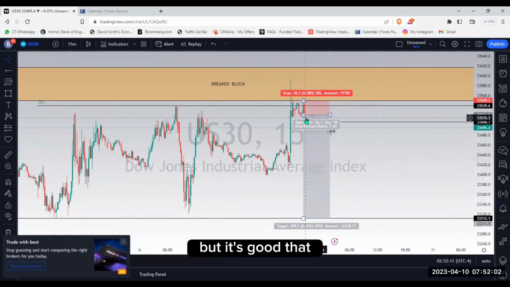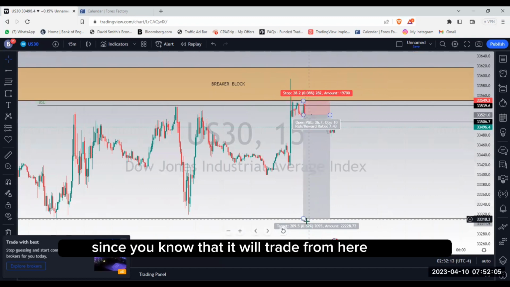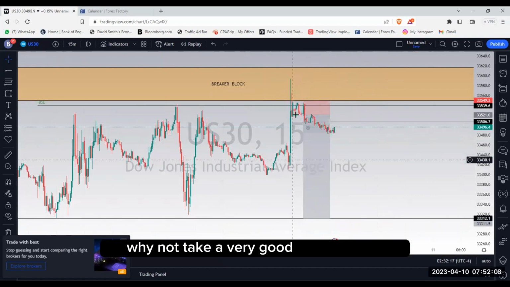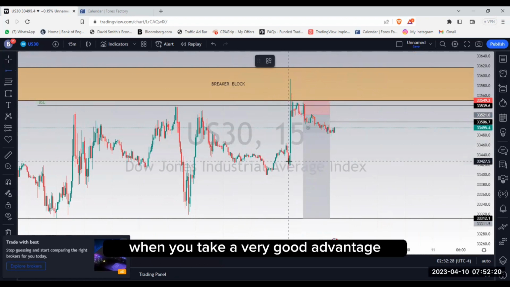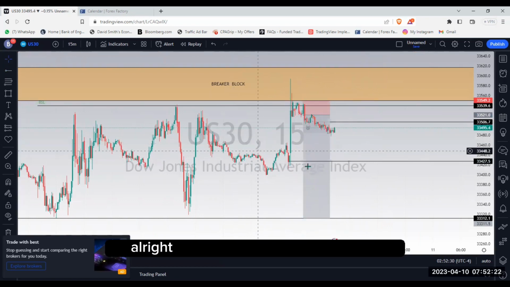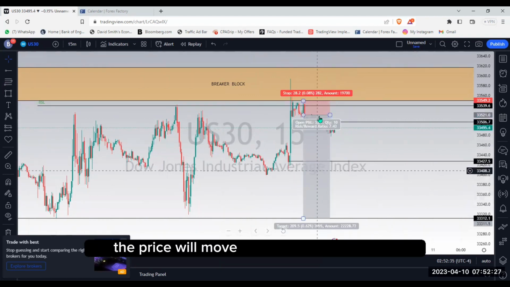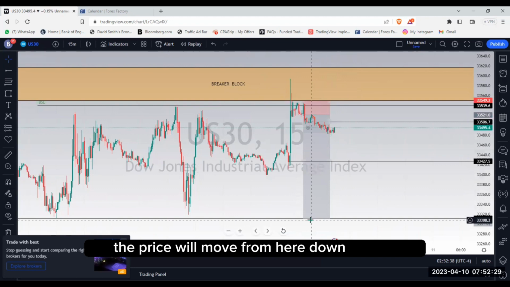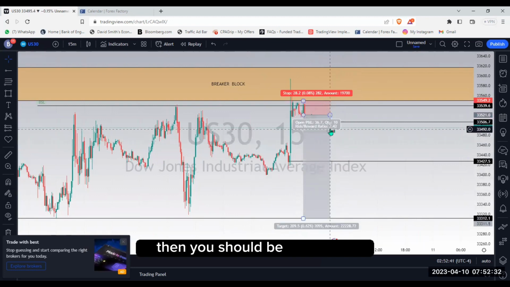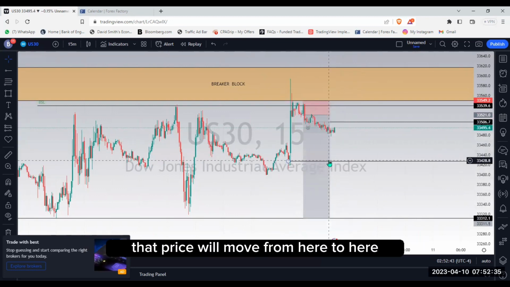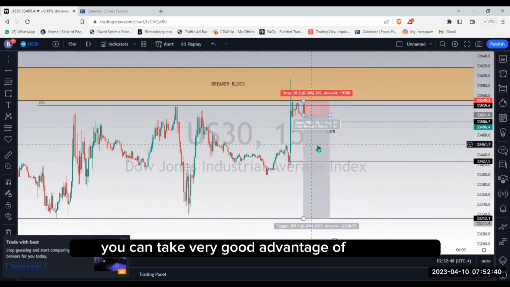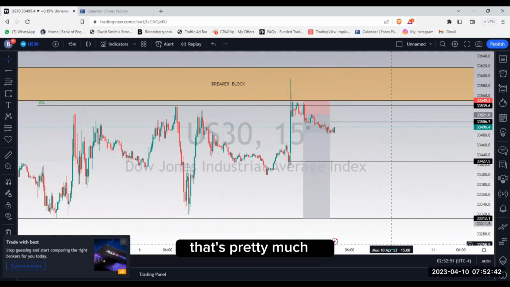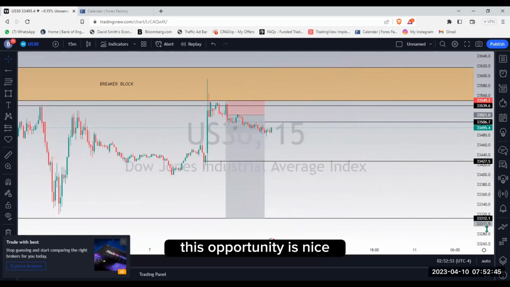But it's good that since you know that it will trade from here to here, why not take very good advantage of between here and here? When you take a very good advantage, risk properly. You still have to risk properly, but if you are like 70% sure that price will move from here down to here, then you should be more sure that price will move from here to here even more quickly. You can take very good advantage of this zone. That's pretty much it. This opportunity is nice.